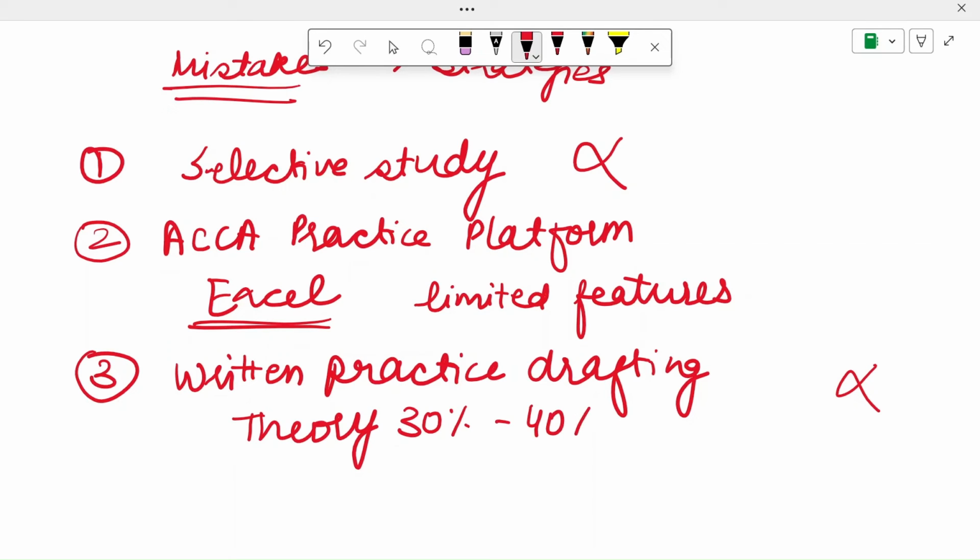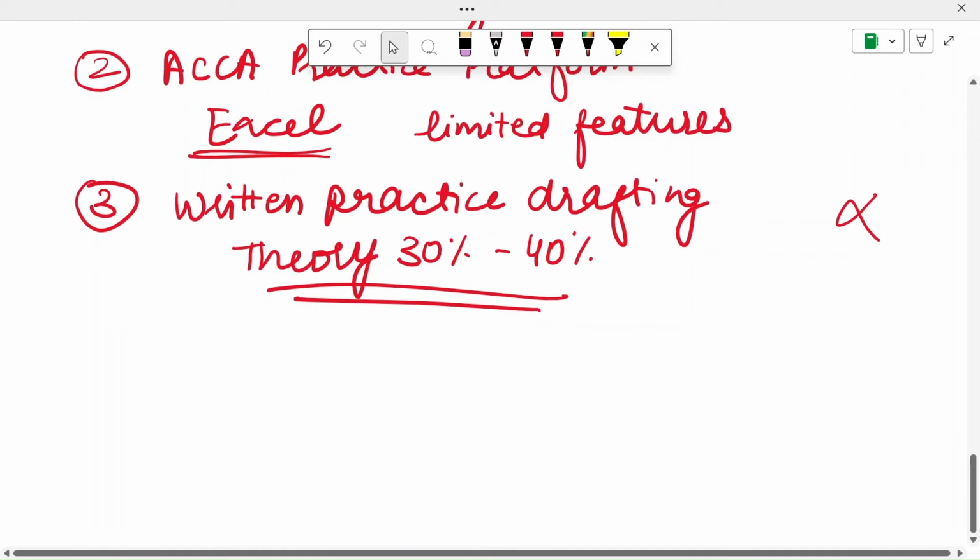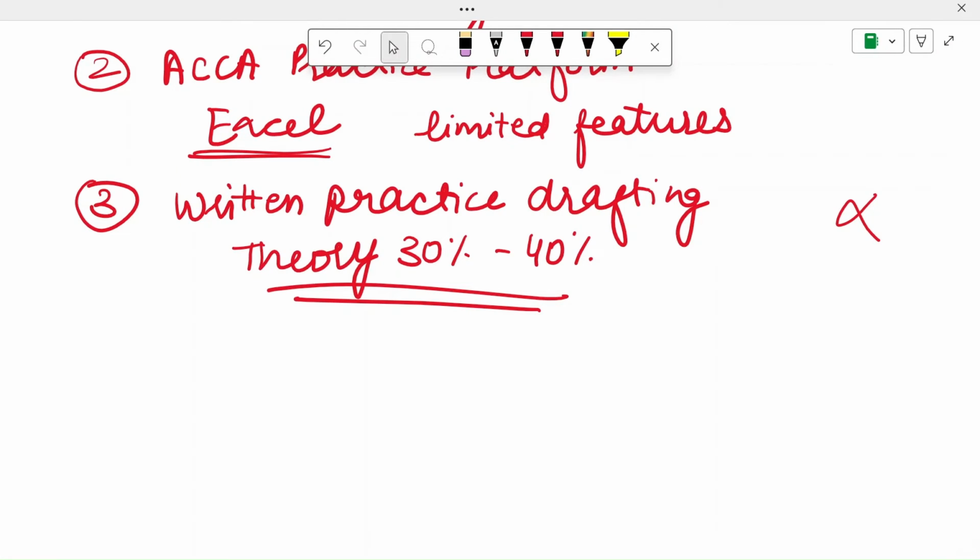That means 30 to 40 marks worth of theory is tested in your performance management exam. So it is very important that you practice the theory, you draft the theory while you actually type it on the practice platform. Now, another mistake that students make is that they do not link the things to the scenario.